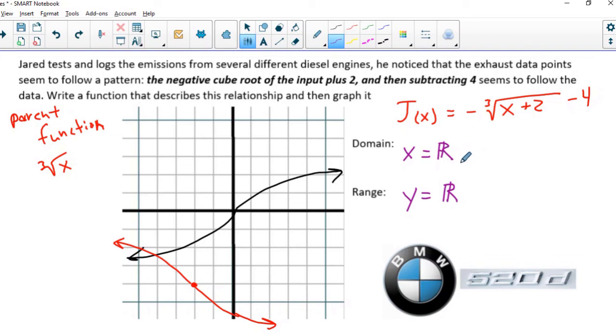All right. So that's basically it. I just wanted to go over those 2 examples of how we can use algebra to model real world problems.